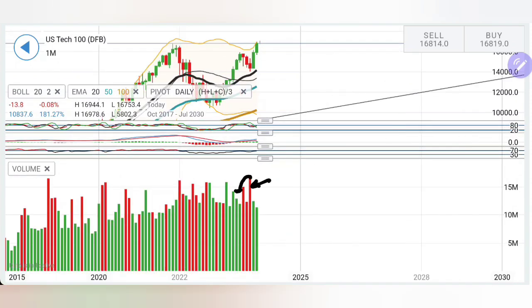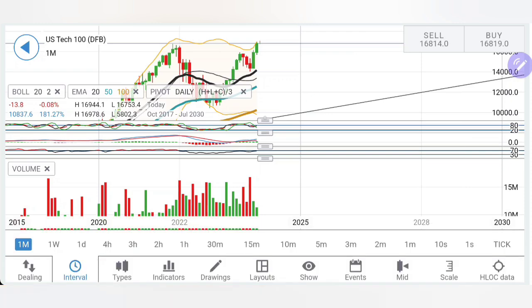Now one must note the volumes here. See, volumes on the sell side are extremely higher, while you can note that the buying volumes are comparatively lesser. Does it suggest that this rise is not supported by buyers here?